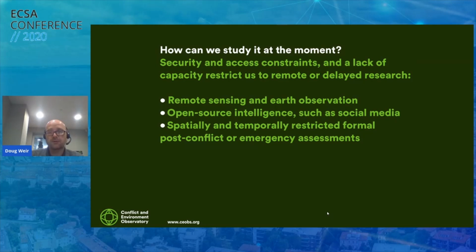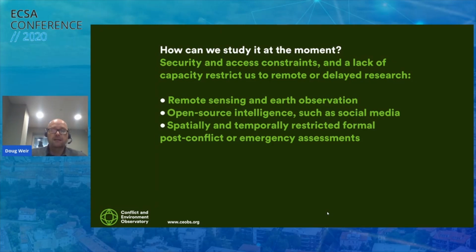So we look at remote sensing and Earth observation, where you can tell a lot, but you're looking down from the sky and you don't necessarily have ground truthing. The ground truthing you can get tends to be through open source intelligence, so social media, for example. So we spend a lot of time on Twitter, Facebook, other sources, trying to identify issues and problems.